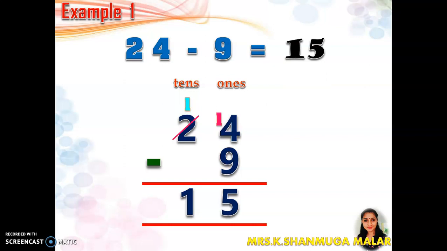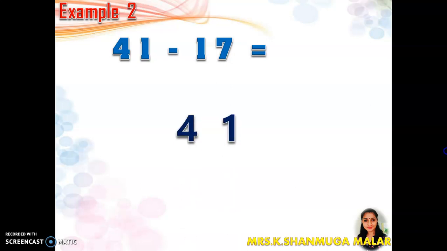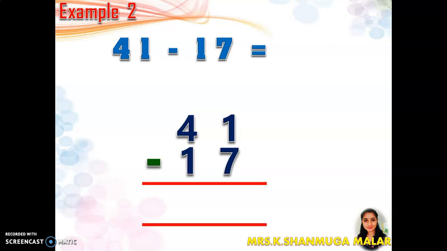Do you understand, students? Let us see example 2. 41 minus 17. The first step is, yes, we must write the number sentence in a vertical form. We must write the 17 starting from the place value of ones, then we write the number in the place value of tens. Once you write the numbers in a vertical form, you may start to count from the ones.